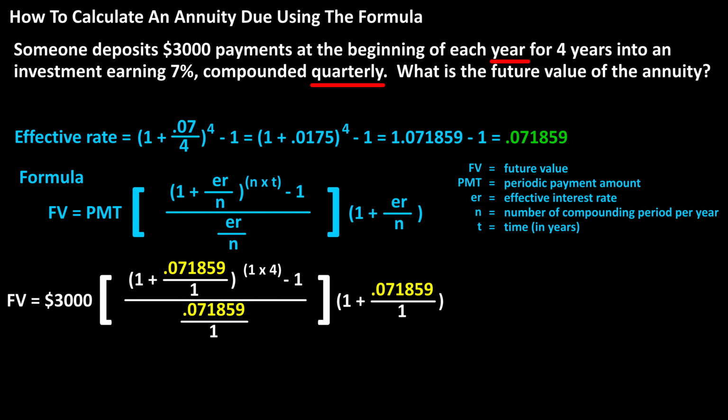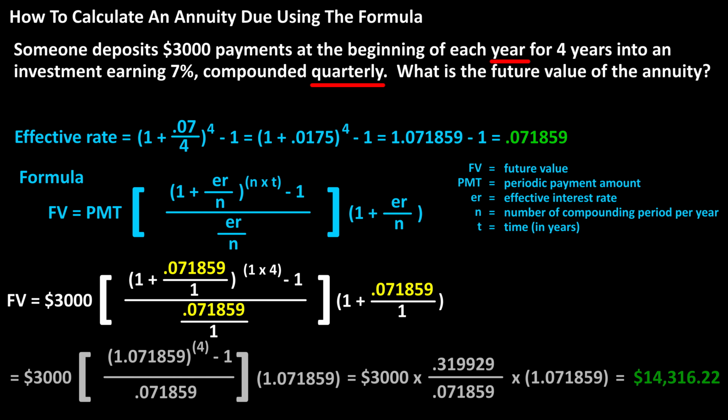And now we can calculate the future value of the annuity due using the main formula. We have future value equals $3,000 times the quantity 1 plus 0.071859, the ER, or effective rate, divided by 1, raised to 1 times 4, minus 1, divided by the quantity 0.071859, divided by 1, times 1 plus 0.071859, divided by 1. Again, calculations are on the screen, and this calculates to $14,316.22, rounded off. If we compare it to the previous problem, the annuity that compounds quarterly has a higher future value, and that makes sense because of more compounding periods or the higher effective interest rate.